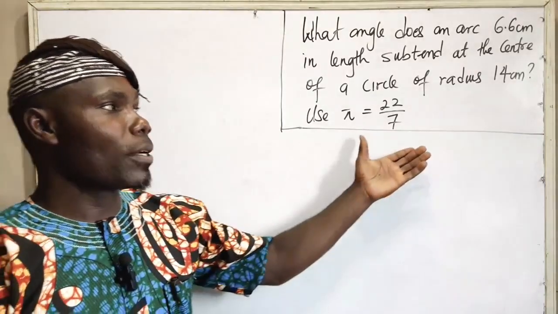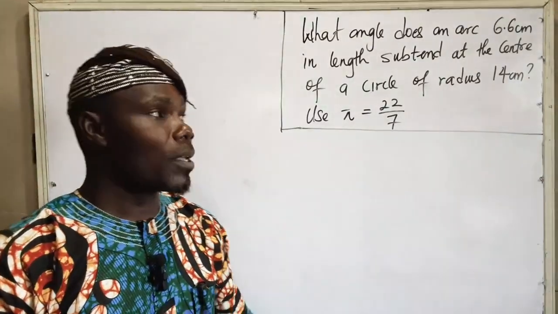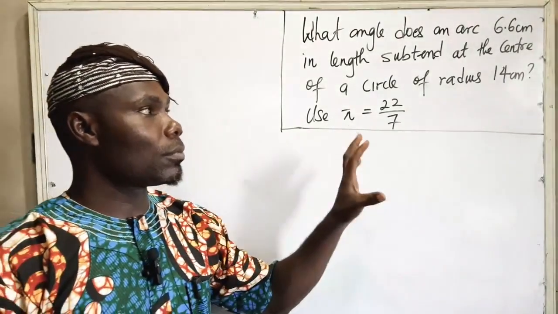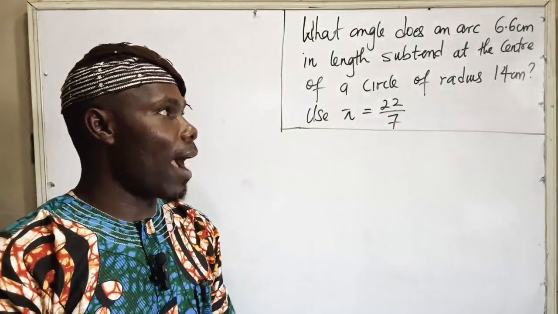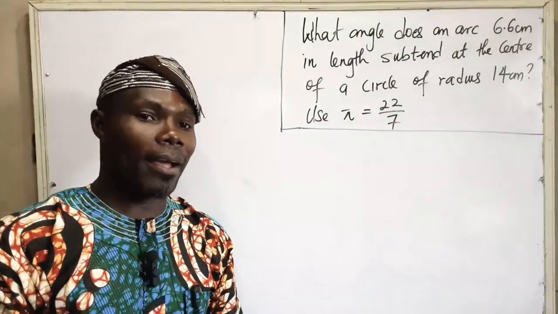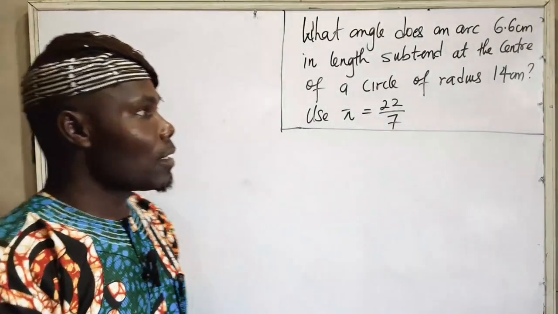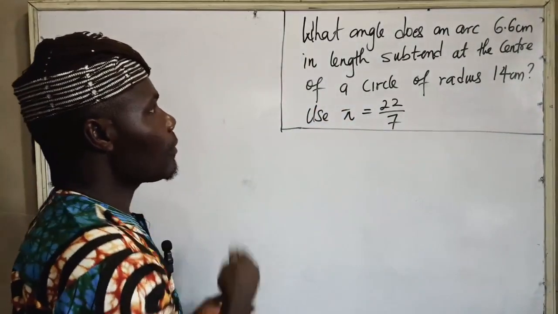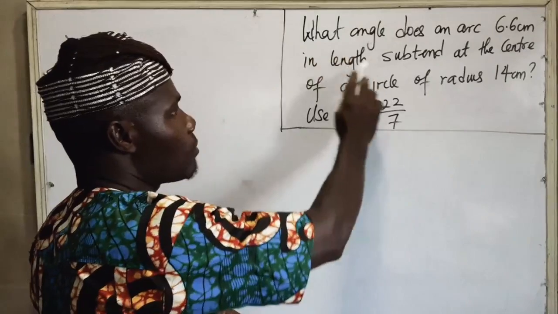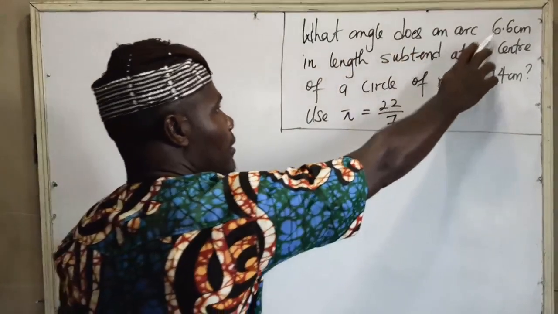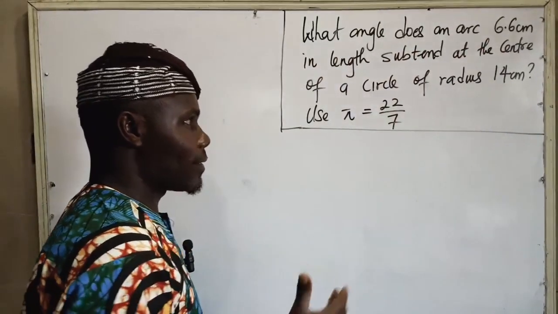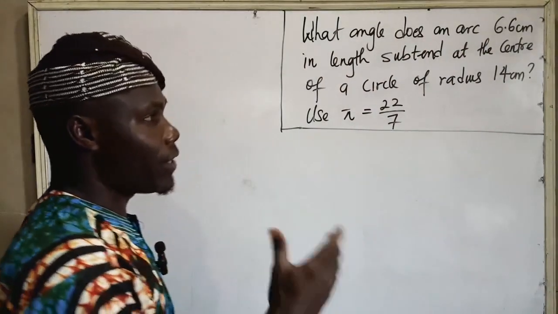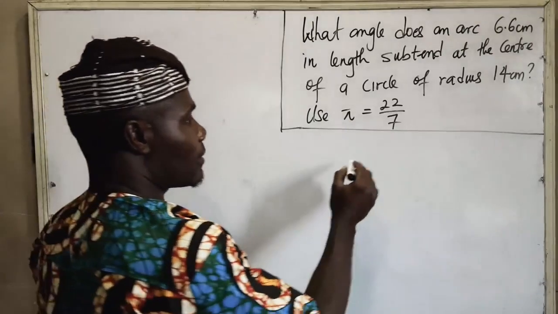So we were able to discuss the length of an arc in a previous video, but in this video we want to calculate the angle an arc subtends. So let's see this question. It says: what angle does an arc 6.6 centimeter in length subtend at the center of a circle of radius 14 centimeter?